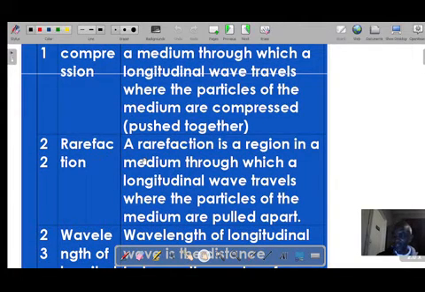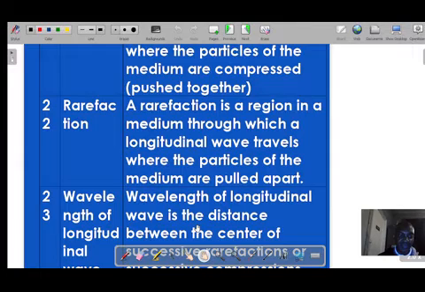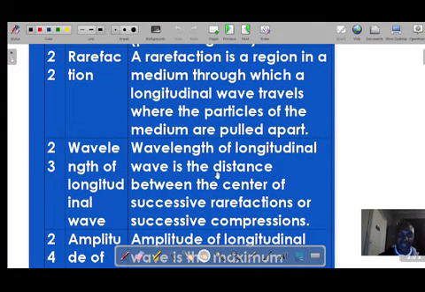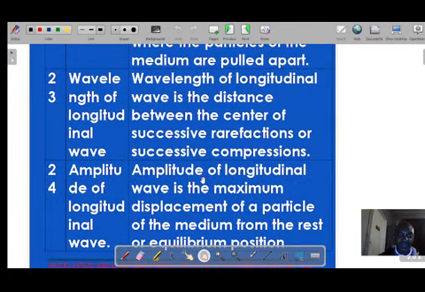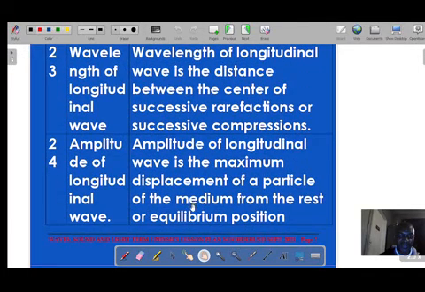A rarefaction is a region in a medium through which a longitudinal wave travels, where the particles of the medium are pulled apart. The wavelength of a longitudinal wave is the distance between the centers of successive rarefactions or successive compressions. The amplitude of the longitudinal wave is the maximum displacement of a particle of the medium from the rest or equilibrium position. Let us proceed.